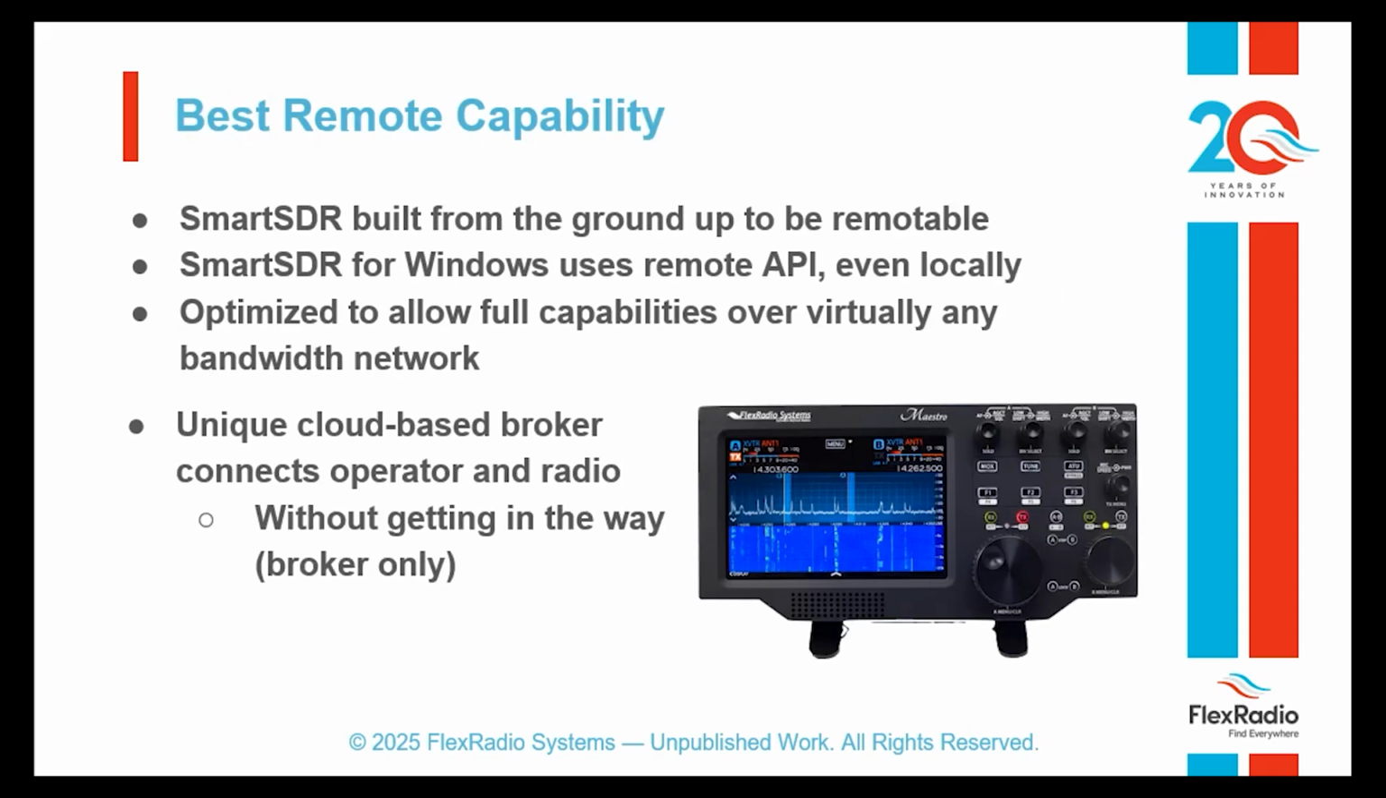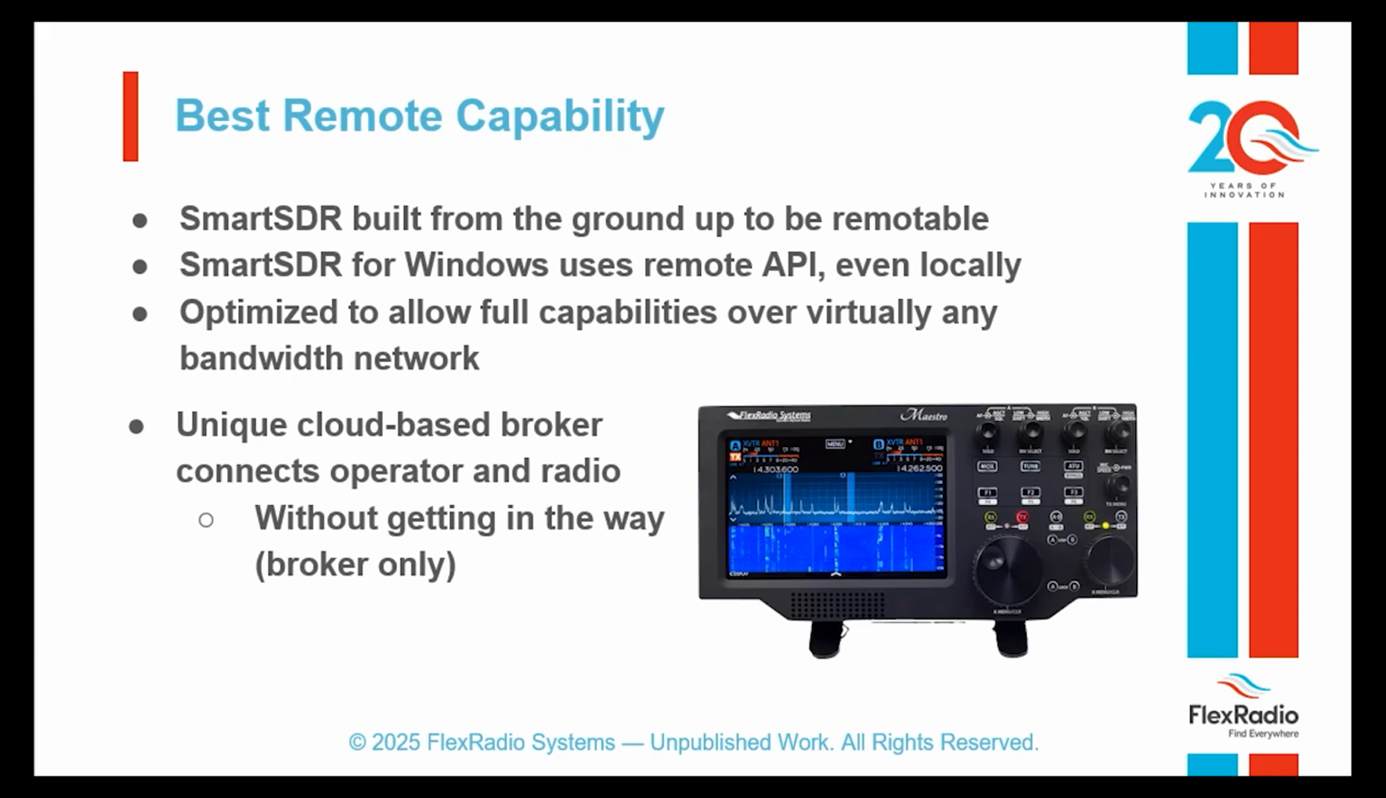One of the things we do is we have the best remote capability in the business. And we've done that because when we designed the Flex 6000, we designed it from the ground up to be a remotable radio. Everything we do in that radio thinks about remote. So when we ship bandwidth over the radio to put up displays or anything like that, we optimize that bandwidth.